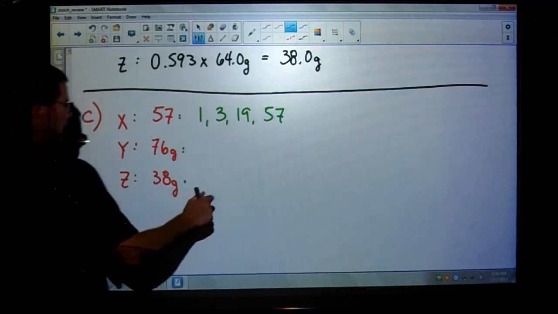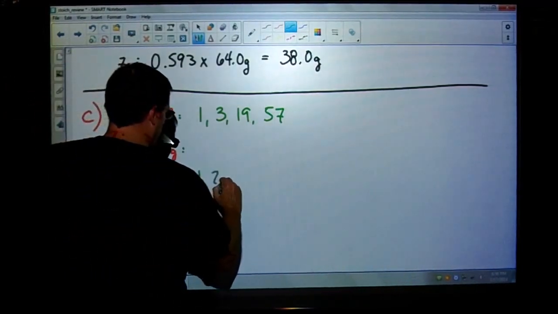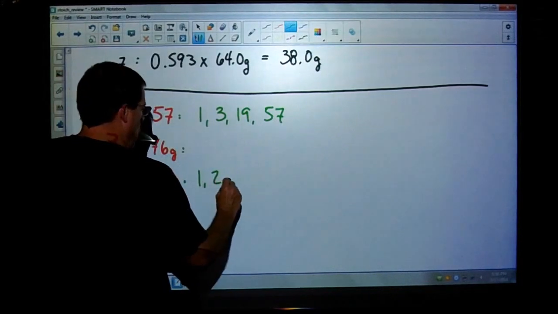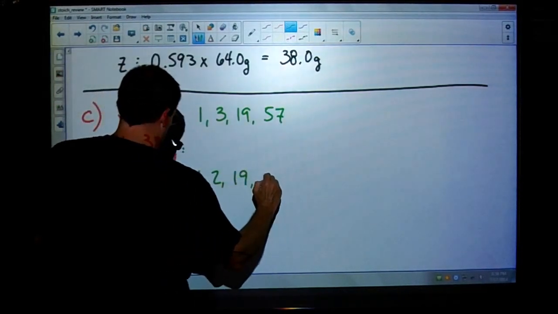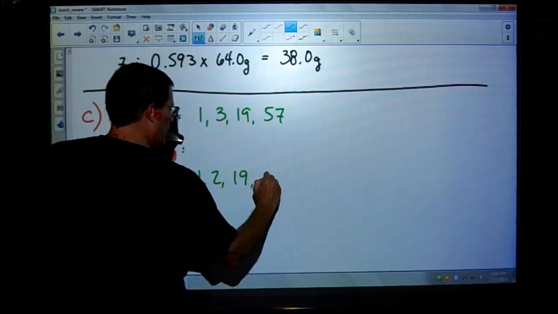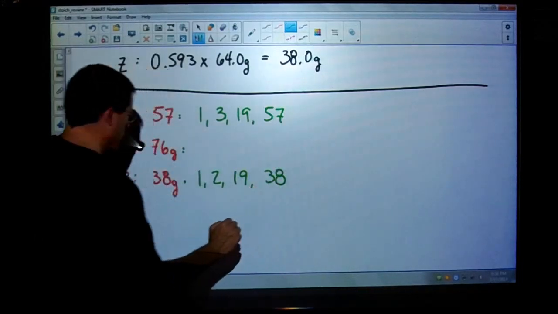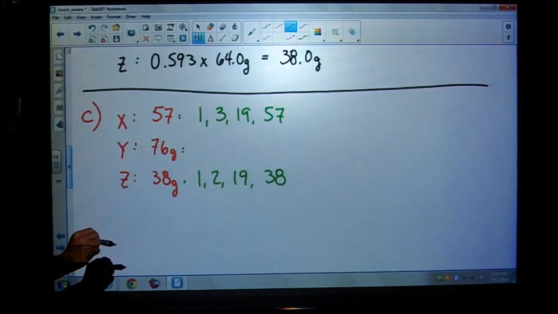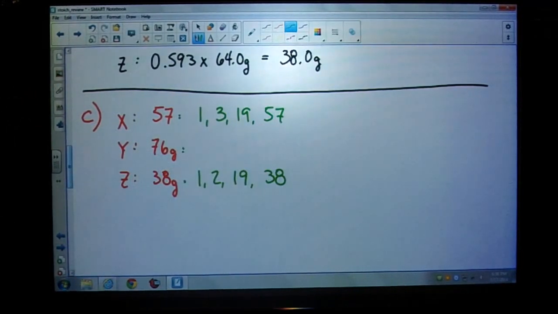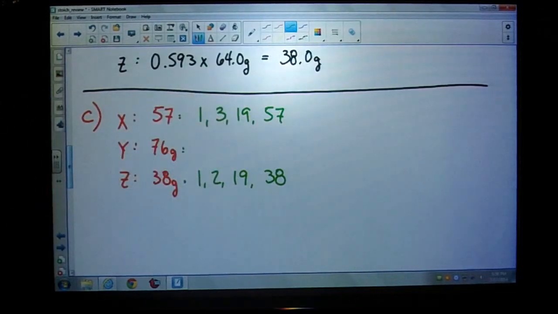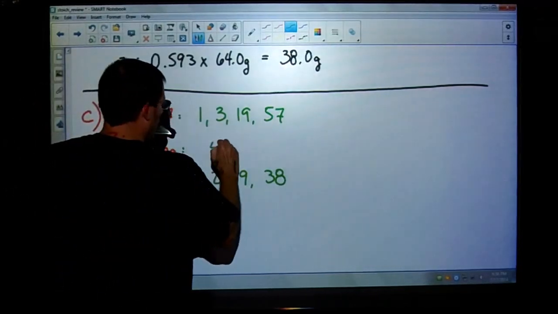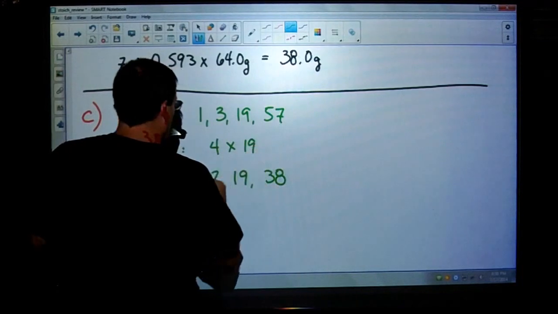Ooh, 38 can be 1, 2, 19, 38. Well, we have 2 denominators of 19. Can 76 go into 19? 4 times. Hey! So 4 times 19 is equal to that.